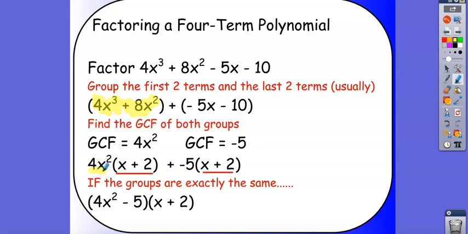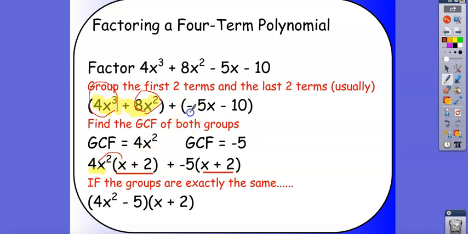Now if I factor it out, I have to be able to say, okay, 4x squared times what would give me 4x cubed? Well, if I multiply it times x, I get 4x cubed. 4x squared times what gives me 8x squared? That would be 2, because I already have the x squared.